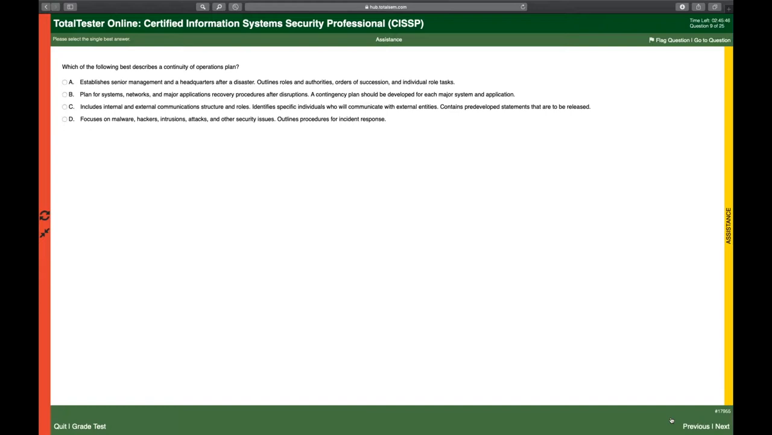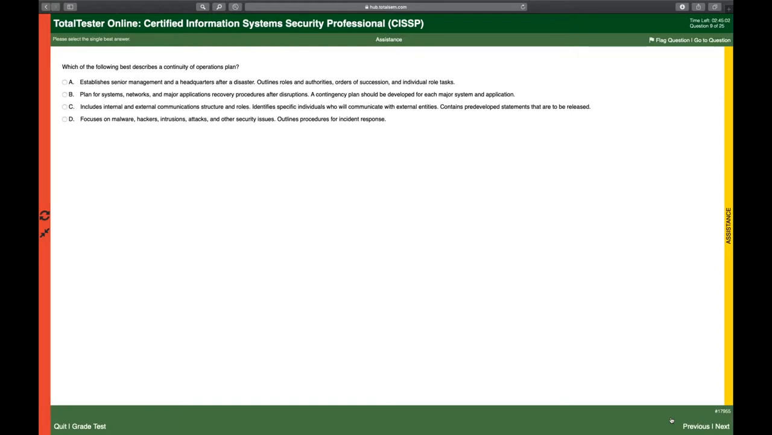I'm actually thinking Bravo, because a COOP is something you're going to implement if you have a disaster that requires you to go to an alternate processing site. So you're going to plan to move your systems, your network, your applications after a disruption. And then you need to do contingency planning for each major system and application individually so that you know how to recover them at your COOP. Charlie, for me, is just talking about communications.